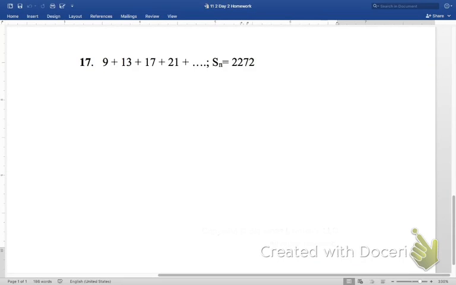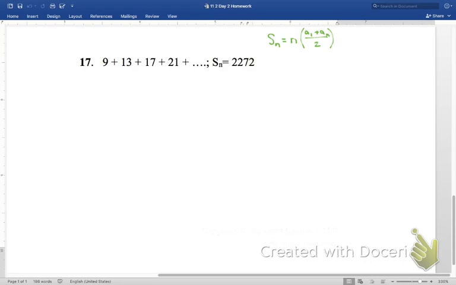All right, on 17. So 17 is one of those that we did kind of in class on Friday as far as one of the longer ones, and you're going to have to use the quadratic formula whenever it's all said and done. Okay? So remember that whenever we have the sum, we have S sub n equal to n times a sub 1 plus a sub n all over 2.